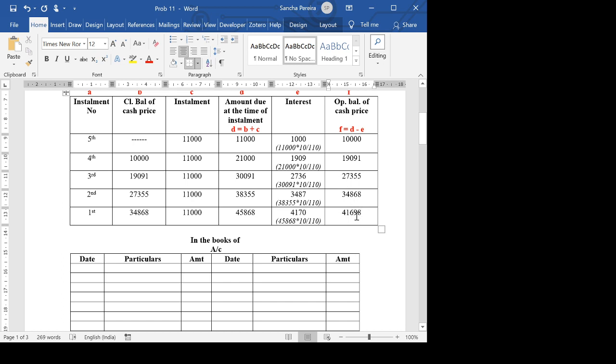Basically, this is our cash price without the down payment. So, what we are going to do is we don't want 41698, we want more of a round figure. What would be a round figure here? Next round figure, 41698 is like 2 rupees less to a round figure. Yes, 41700. So, what we do is we make this 41700, and to make this 41700, the difference between the two comes to 4168.